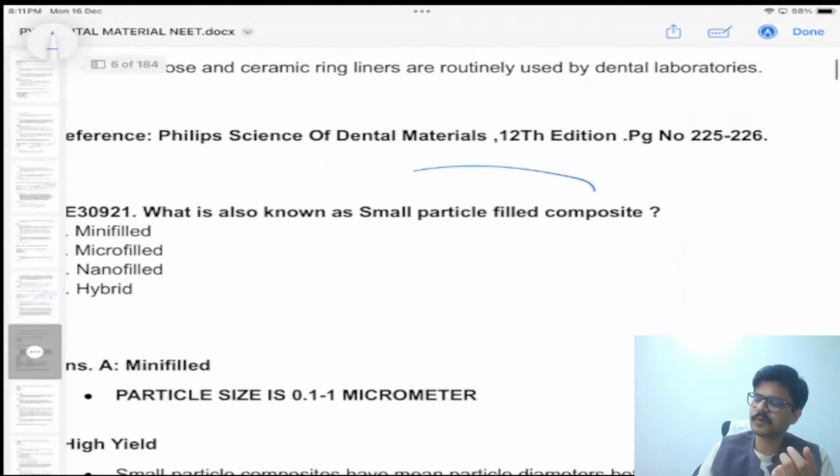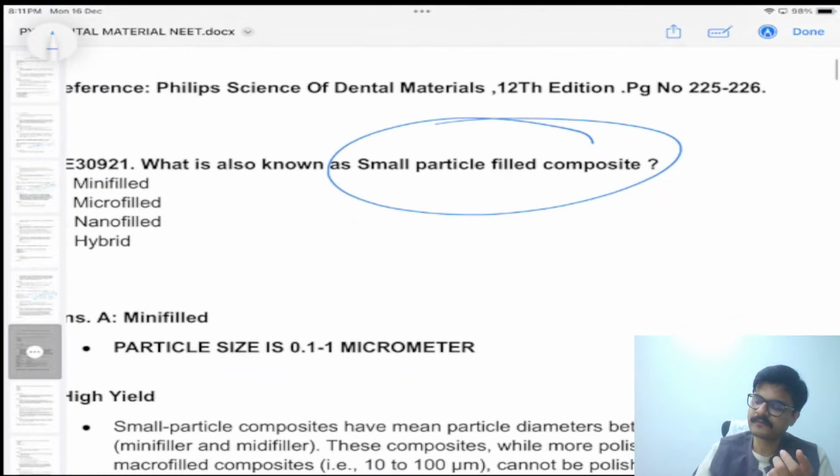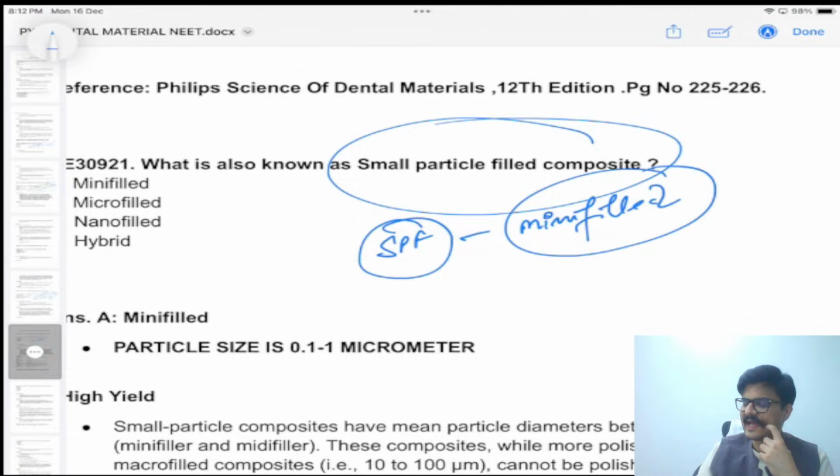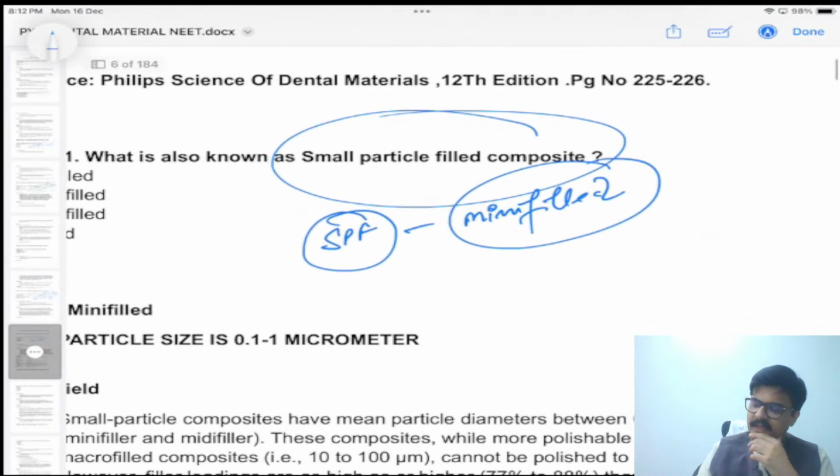What is also known as small particle filled composite, SPF? That's your mini filled. Again, data taken from old Phillips, but a new question that came last year only. So that's mini filled, and the particle size range is pretty good, right? It's across one multiple of 10, like 0.1 to 10, to 1 micron.